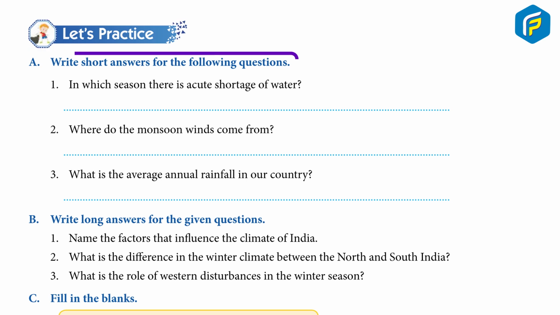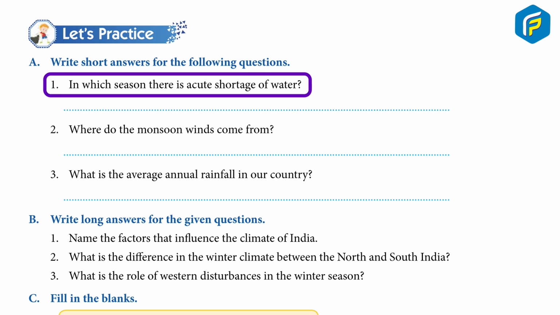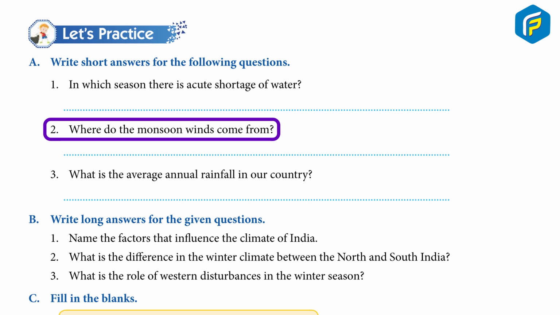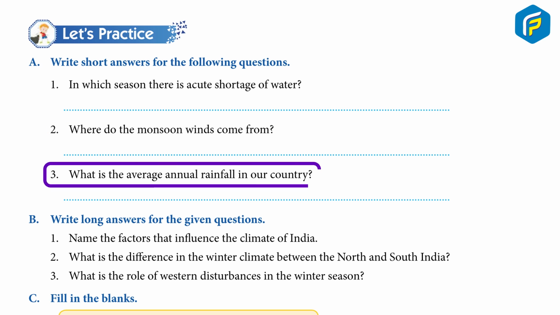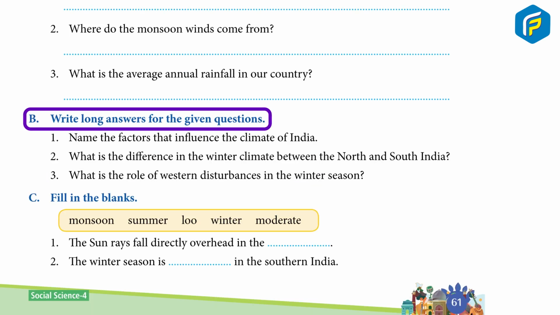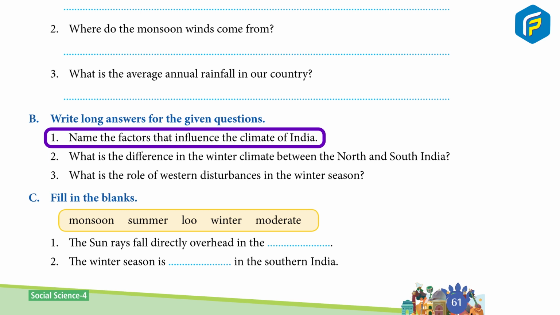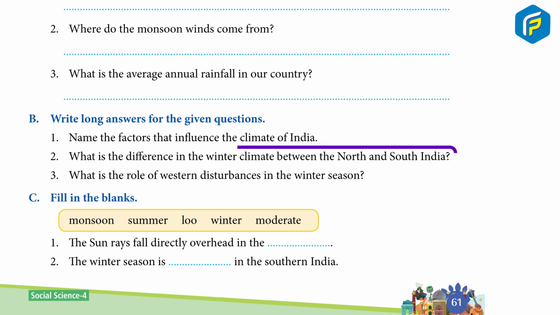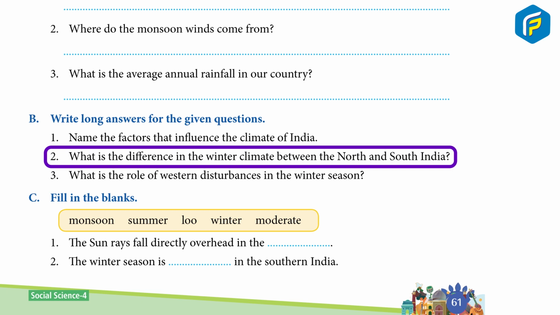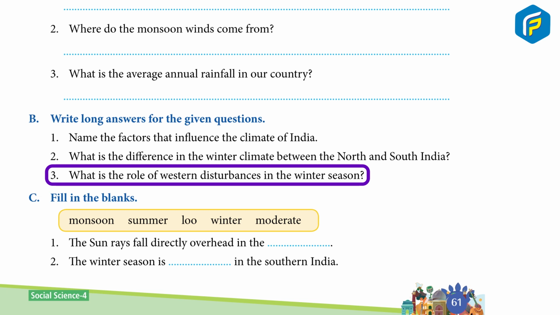Let's practice. A. Write short answers for the following questions. 1. In which season is there an acute shortage of water? 2. Where do the monsoon winds come from? 3. What is the average annual rainfall in our country? B. Write long answers for the given questions. 1. Name the factors that influence the climate of India. 2. What is the difference in the winter climate between North and South India? 3. What is the role of western disturbances in the winter season?